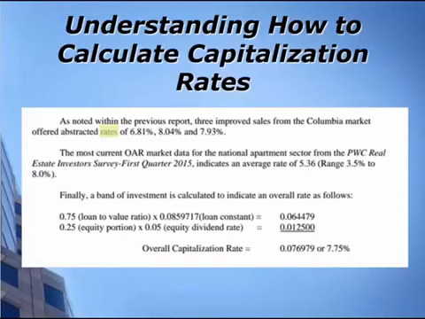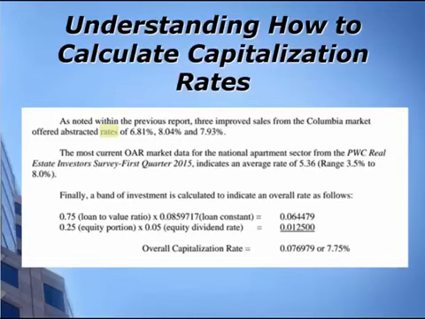The most current overall capitalization rate market data for the national apartment sector from the PricewaterhouseCoopers Real Estate Investors Survey, first quarter 2015, folks, you should probably go there and find that report online, indicates an average cap rate in the Columbia market of 5.36%. And that ranges anywhere from 3.5, which is probably a brand new property, all the way up to 8 cap. So that gives you the range and the average for what's going on in the Columbia, South Carolina marketplace.